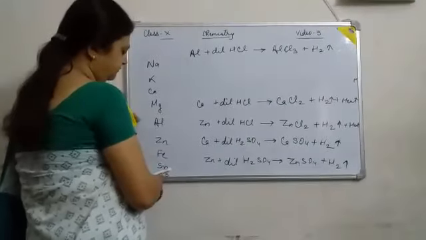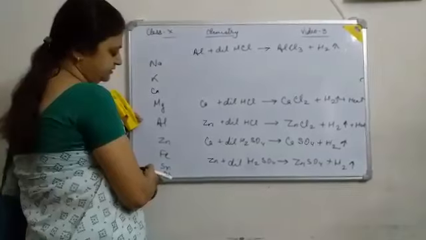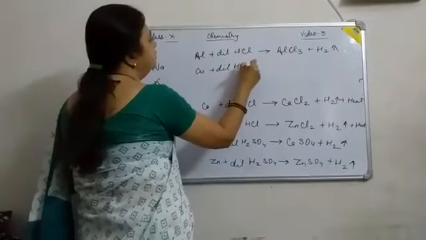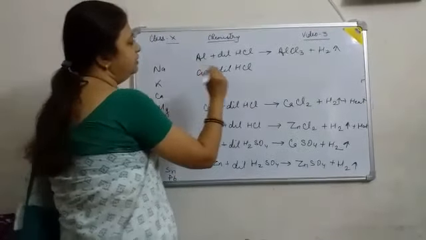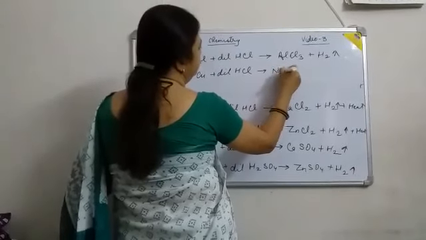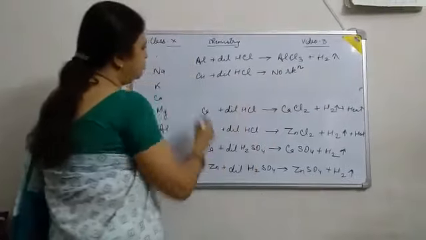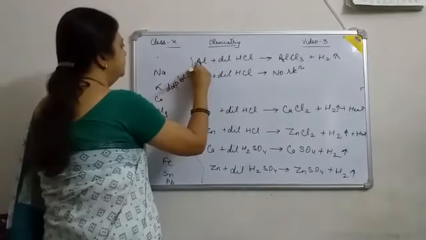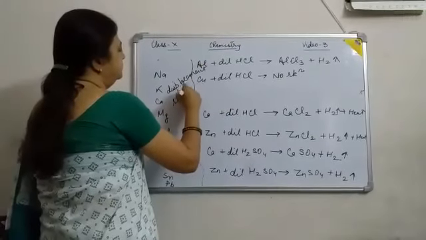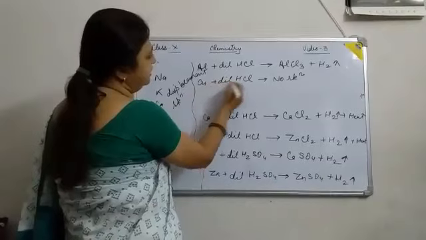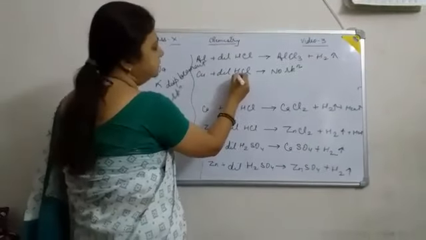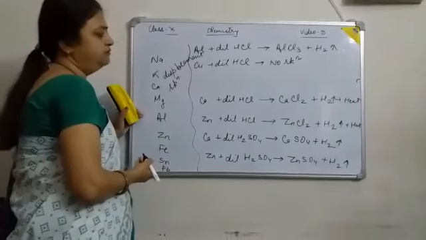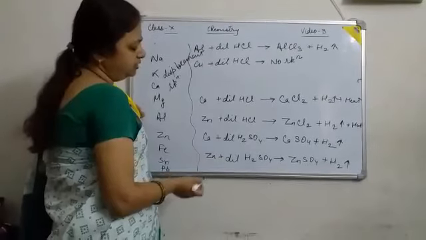But when we go downward in the reactivity series, like copper, what happens when a small piece of copper is added to dilute hydrochloric acid? There is no reaction, because these all reactions are displacement reactions. Copper is less reactive than hydrogen, so copper does not displace hydrogen from hydrochloric acid or sulfuric acid.